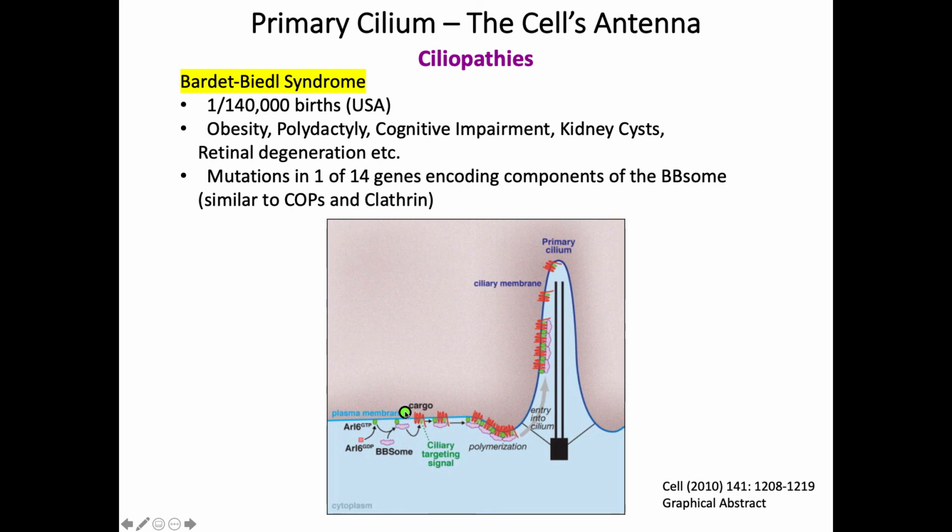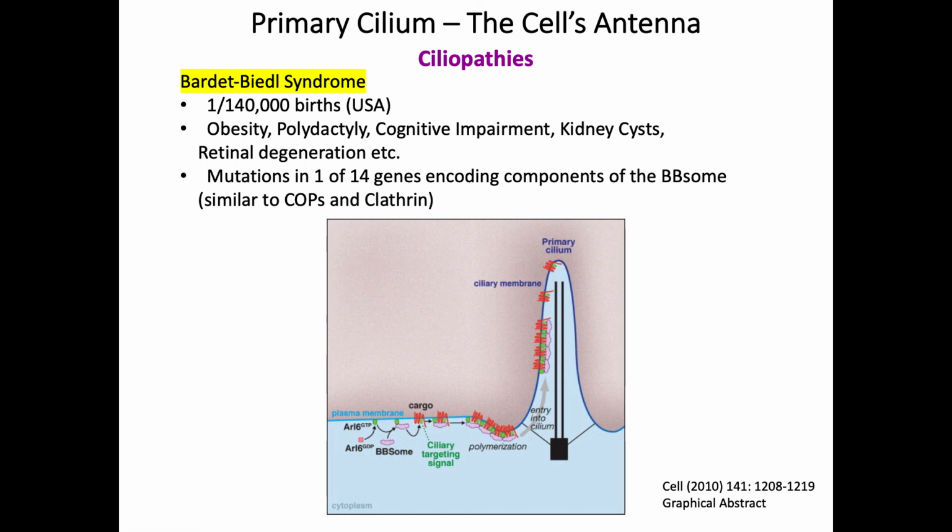And these receptor molecules are all proteins synthesized in your ER and the Golgi, transported onto the plasma membrane. And once they are on the plasma membrane, BBsome binds to these specific receptors, and takes them to the primary cilium. So the function of BBsome is to transport the primary cilia receptors to the primary cilia. In the absence of the BBsome, this receptor doesn't go into the primary cilia. So you will not be able to recognize an odor.